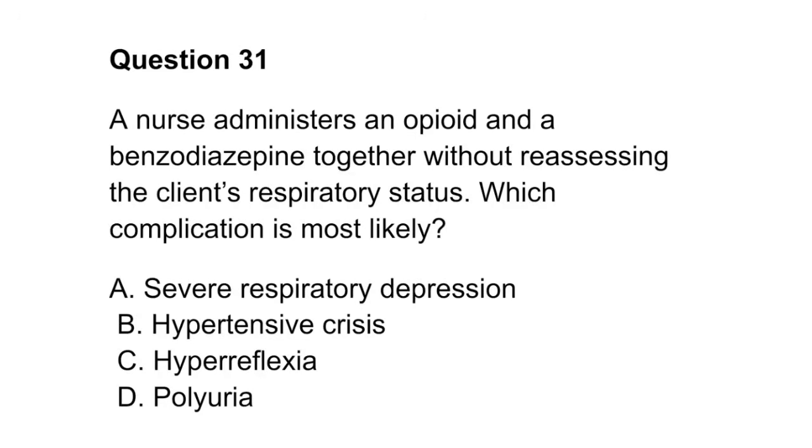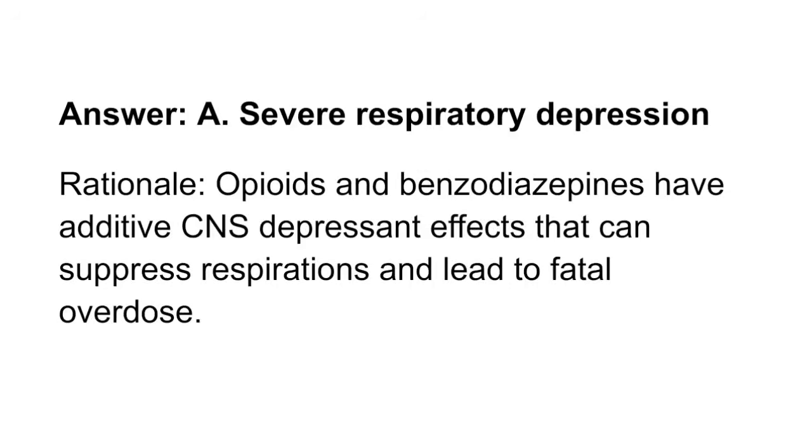Question 31. A nurse administers an opioid and a benzodiazepine together without reassessing the client's respiratory status. Which complication is most likely? A. Severe respiratory depression. B. Hypertensive crisis. C. Hyperreflexia. D. Polyuria. Answer: A. Severe respiratory depression. Rationale: opioids and benzodiazepines have additive CNS depressant effects that can suppress respirations and lead to fatal overdose.